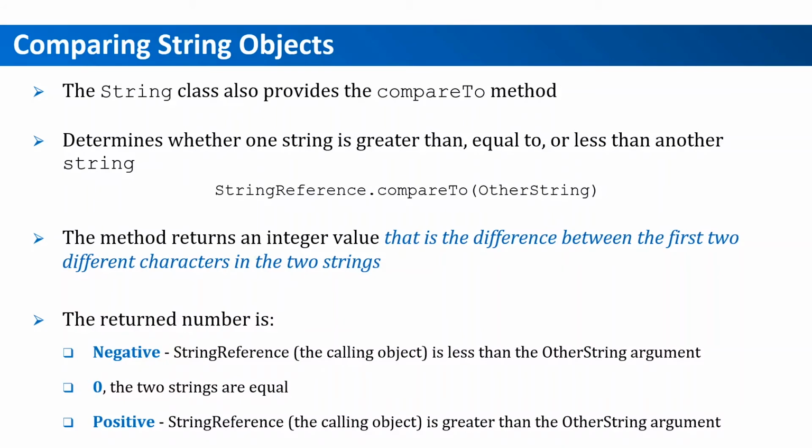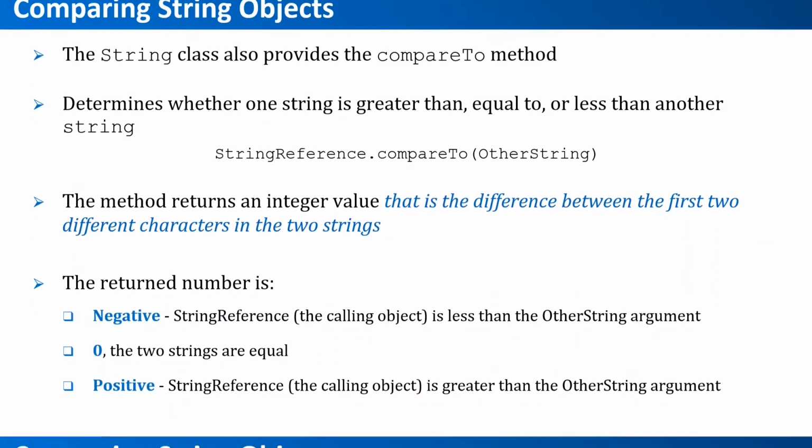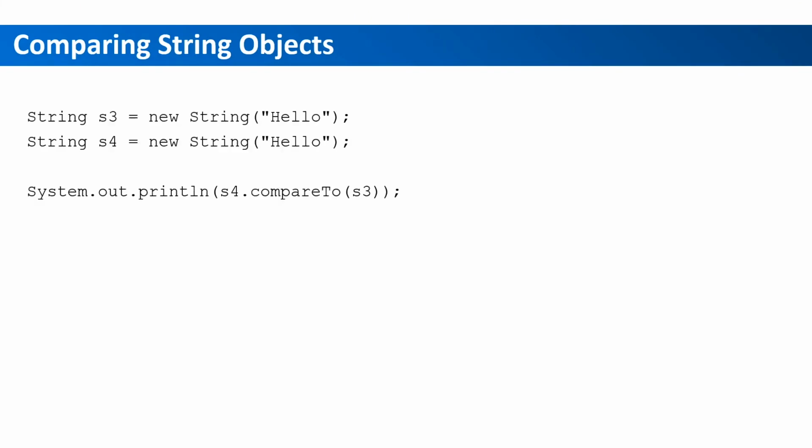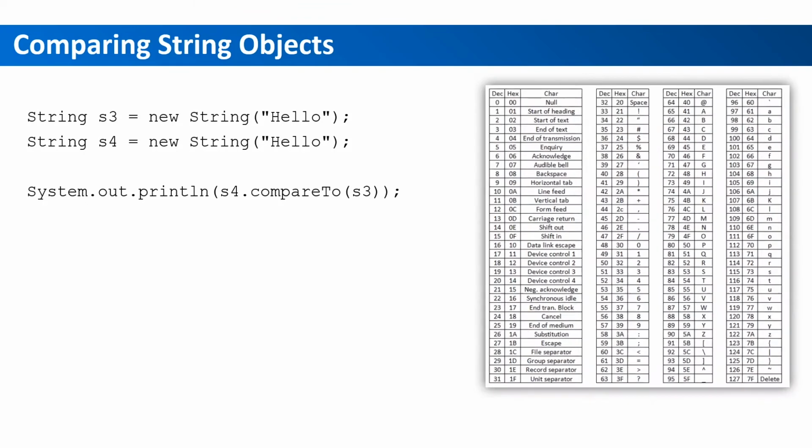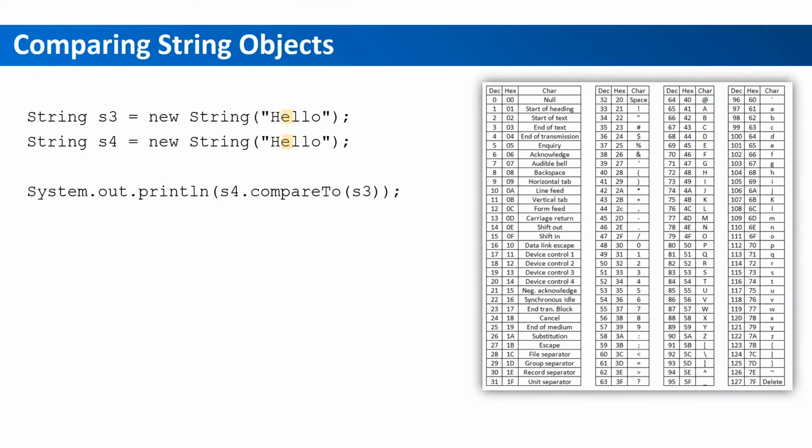If the string object that calls the compareTo method is less than the other string, compareTo will return a negative integer. If the two strings are identical, Java will return 0. If the string that calls the compareTo method is greater than the other string, it will return a positive integer. Let's take an example to understand how compareTo works. We initialize two string objects, both have the string hello. Java will compare the two strings and return 0 since there is no difference between them.